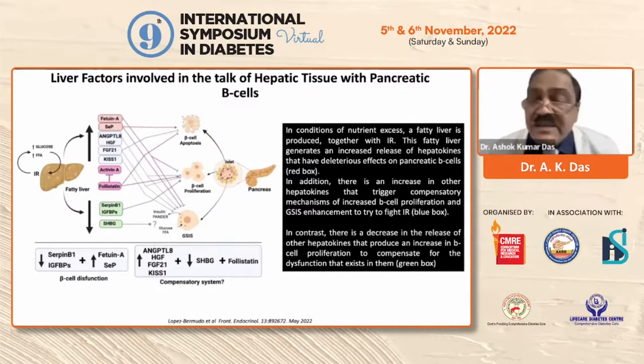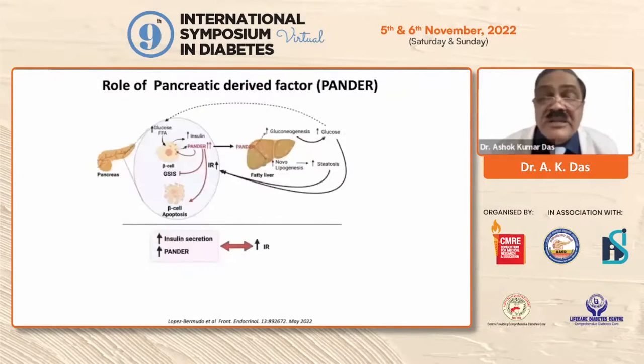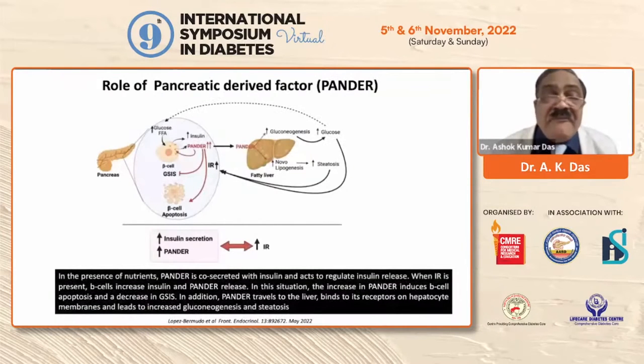In addition, there are increased other hepatokines, which are shown in the blue box, that trigger a compensatory mechanism of increased beta cell proliferation. In contrast, there is a decrease in the release of the other hepatokines that produce an increase in beta cell proliferation. To make a long story short, the hepatokines and the liver factors are involved in the talk between the hepatic tissue and the pancreatic beta cells, giving rise to diabetes mellitus.